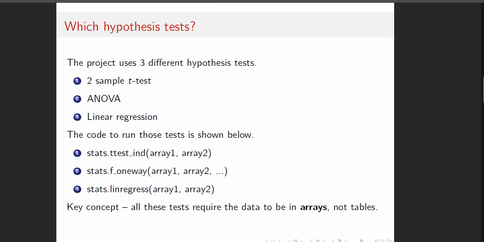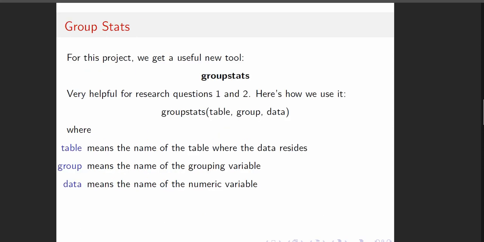Okay. And please remember that we need array data, not tables. We can't do this with table data. We have to create the array. So we're going to have to do a dot column to create the arrays. Okay, and I pointed this out in the ANOVA. If you don't know how to use group stats, definitely take a look in the ANOVA video.